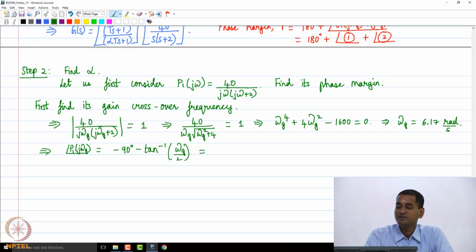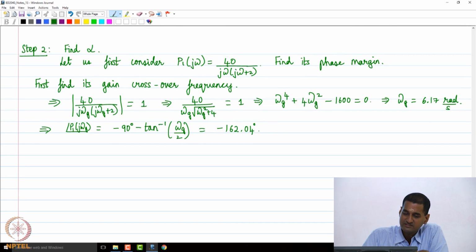That is something we already know, because 40 will provide a phase of 0, 1 by j omega will provide a phase of minus 90, and 1 by (j omega + 2) will provide a phase of minus tan inverse of omega g by 2. If you calculate this, you will get the phase of this factor P1(j omega) at the gain crossover frequency to be minus 162.04.